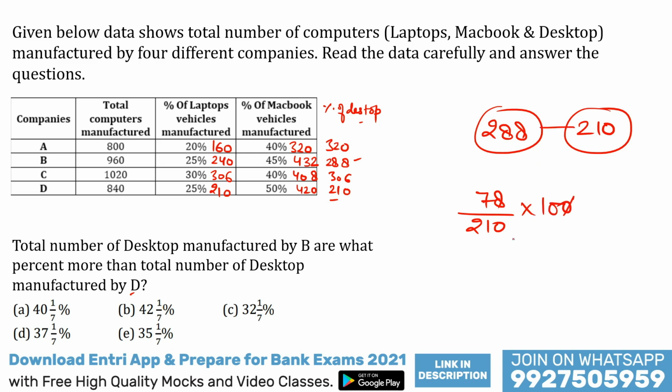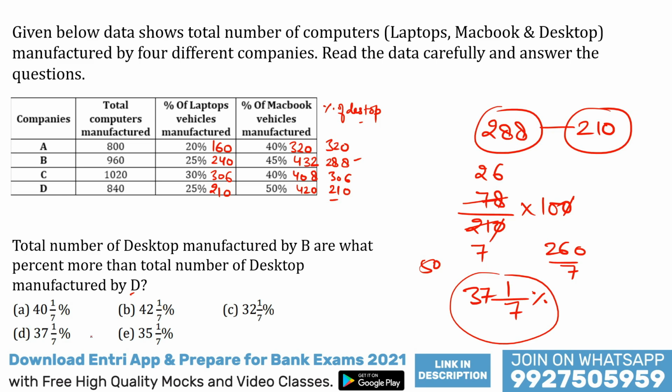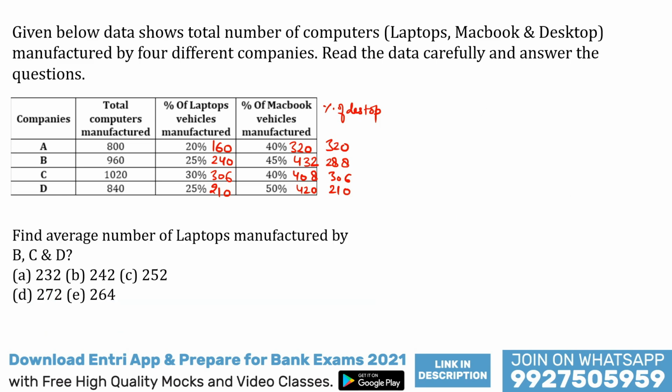Multiply by 100. This will be cancelling out. 3 7s are 21. Okay, 3 7s are 21, and 26 3s are 78. So 260 by 7 will be the right answer. That means 7 3s are 21, 50, and 7 7s are 49. So 37 1 by 7% will be the right answer. Now we can move to the next question.